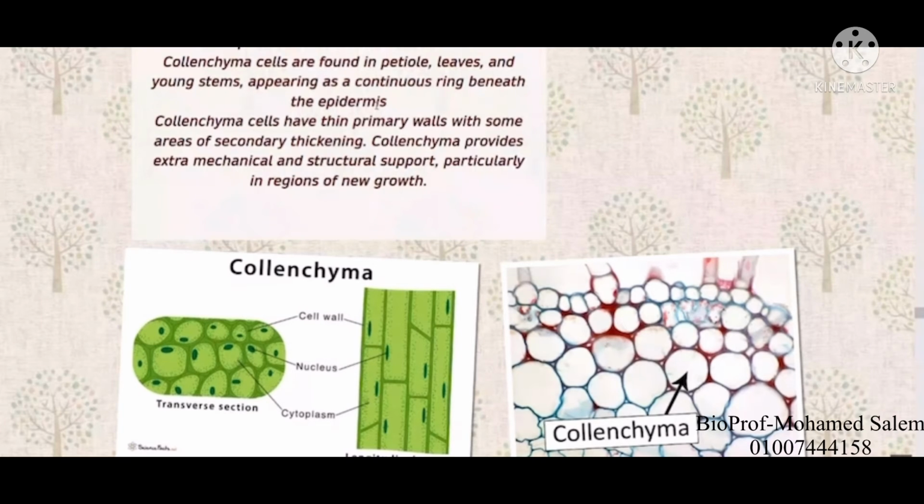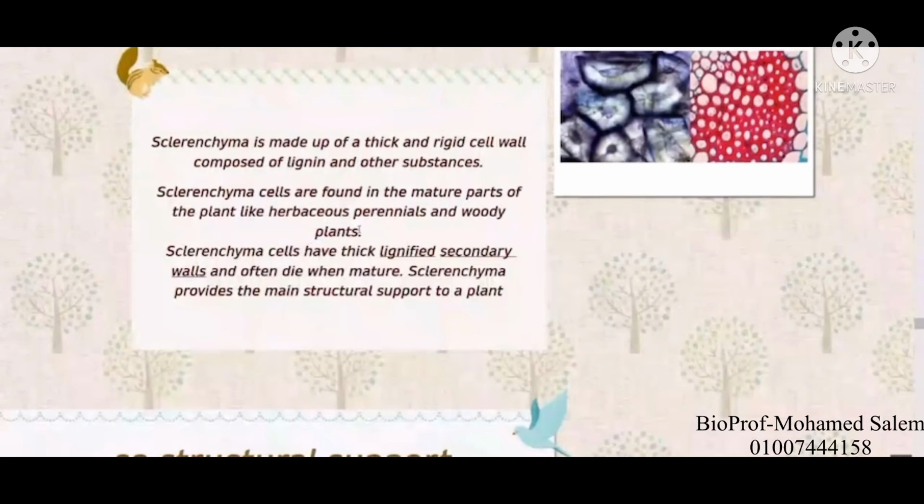some areas have secondary thickening, which is extra cellulose found in the corners, as we agreed. Okay, so this gives more support than parenchyma. While sclerenchyma is the most supporting tissue because it is made up of thick and rigid cell walls composed of lignin and other substances. Sclerenchyma cells are found in mature parts of the plant like herbaceous plants, perennials, the plants that appear throughout the year, and woody plants. Sclerenchyma cells have thick lignified secondary walls.